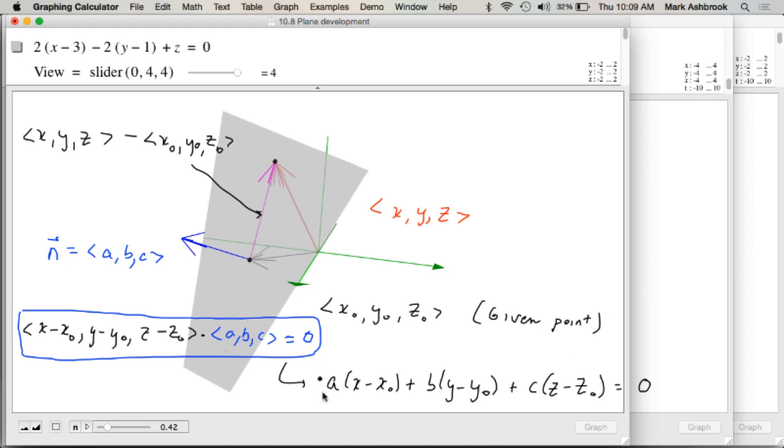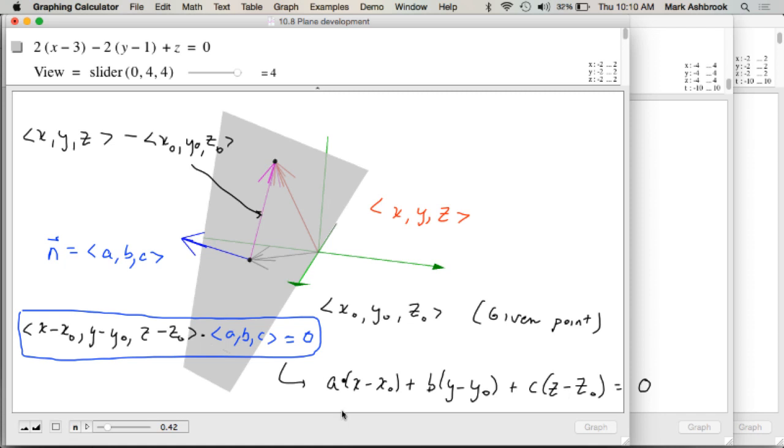Now where did this play out? So what do you see here? A, B, C is the normal vector to the plane, it's orthogonal to the plane. x naught, y naught, z naught is a given known point, so you're going to put numbers in there. x, y, z then represent all the points in the plane, so they're going to stay x, y, z. Any ordered triple x, y, z that makes this true is on the plane. Every ordered triple x, y, z that makes this thing equal to zero is a point on the plane. Any ordered triple that doesn't make this zero is a point not on the plane.